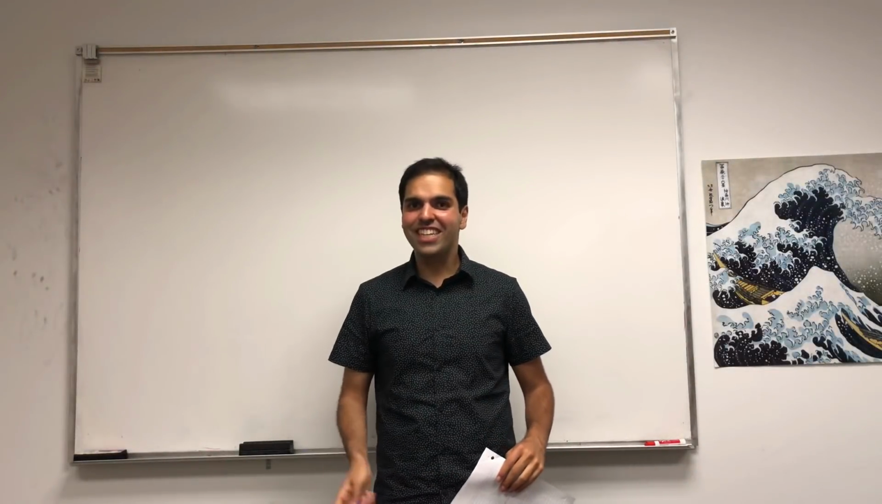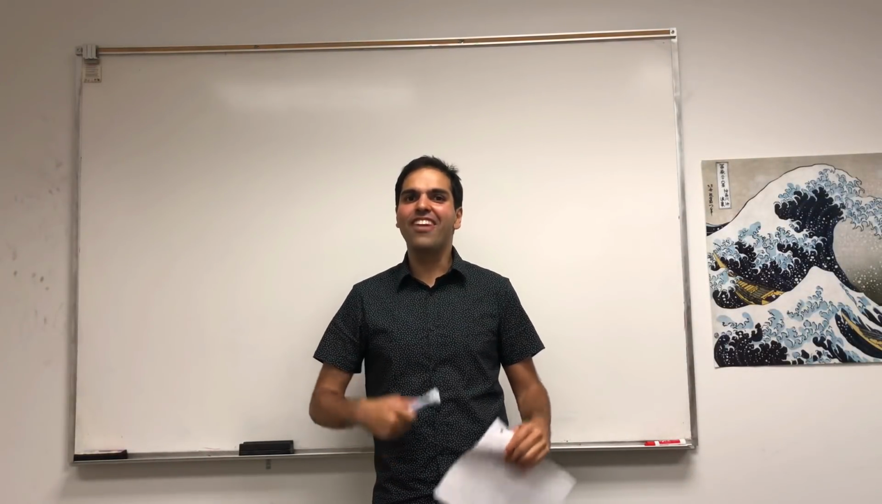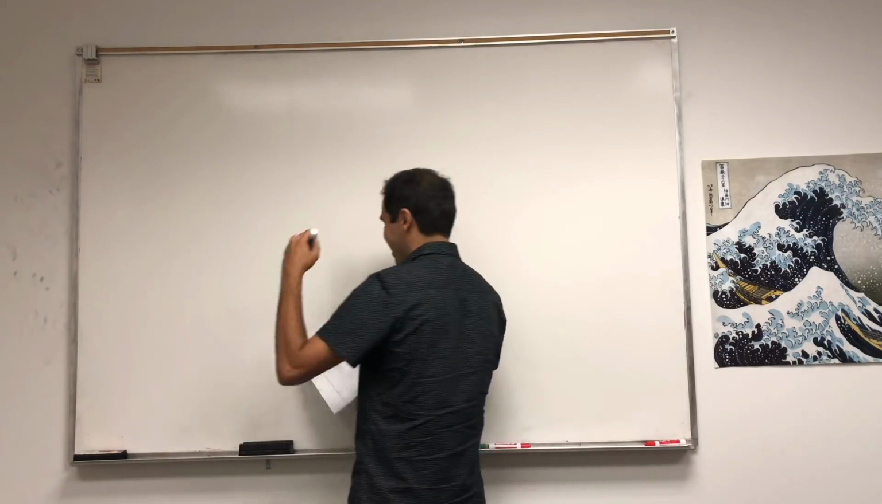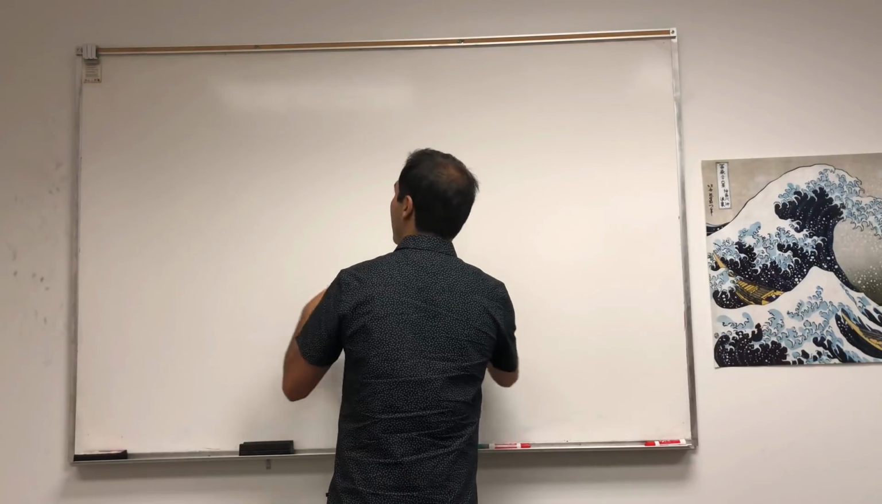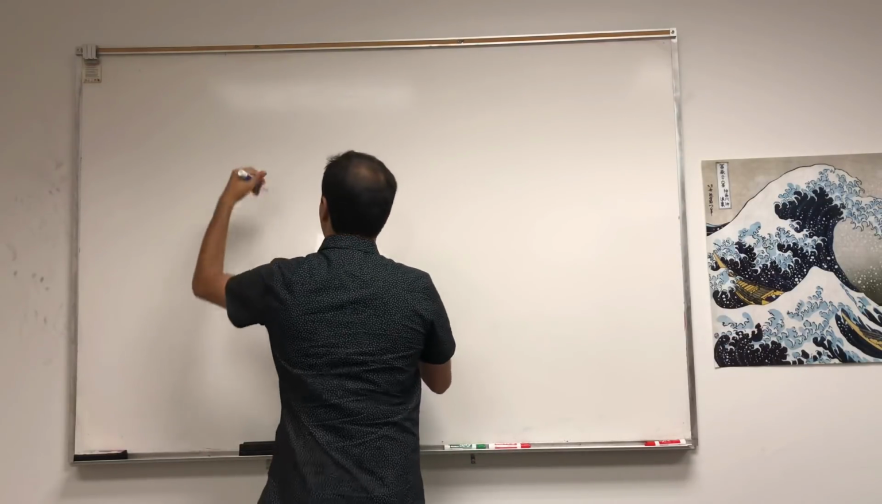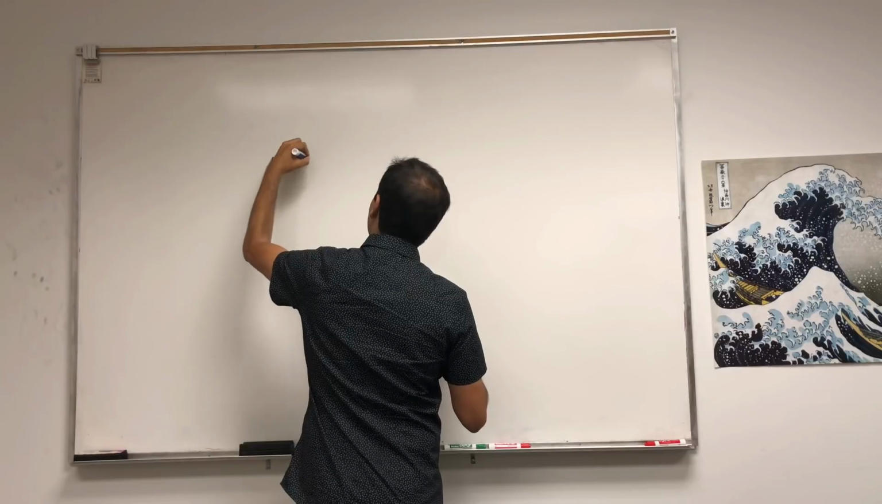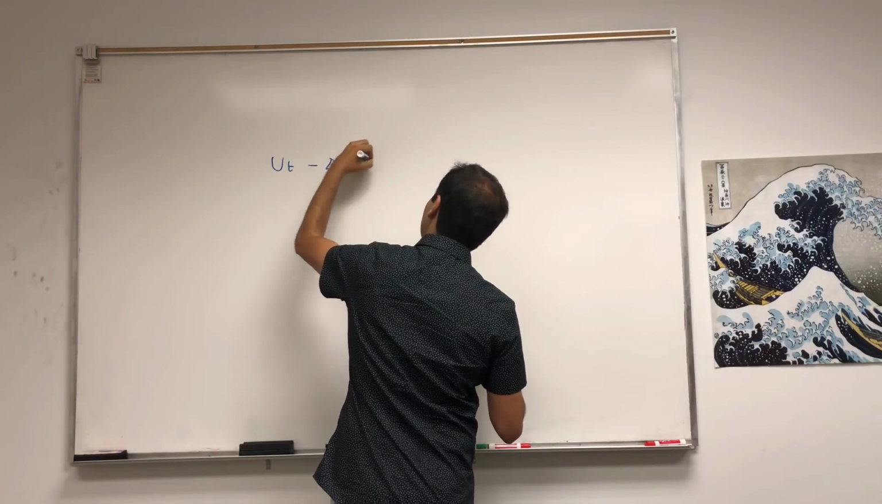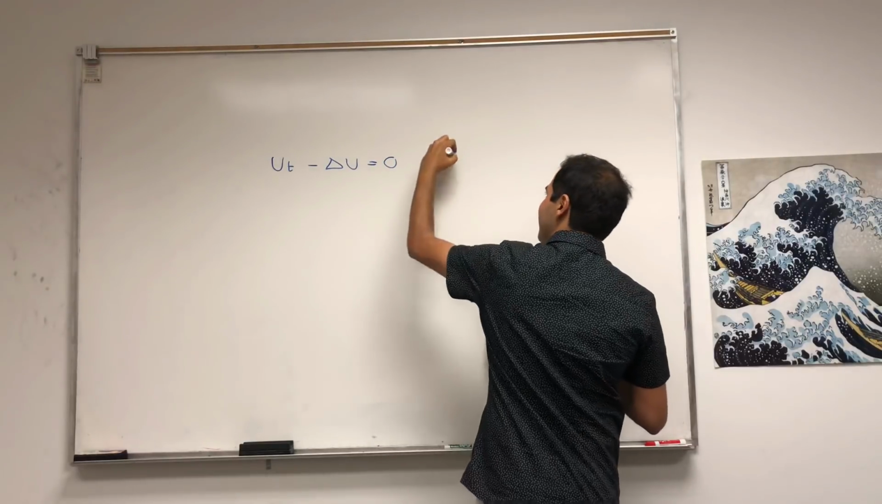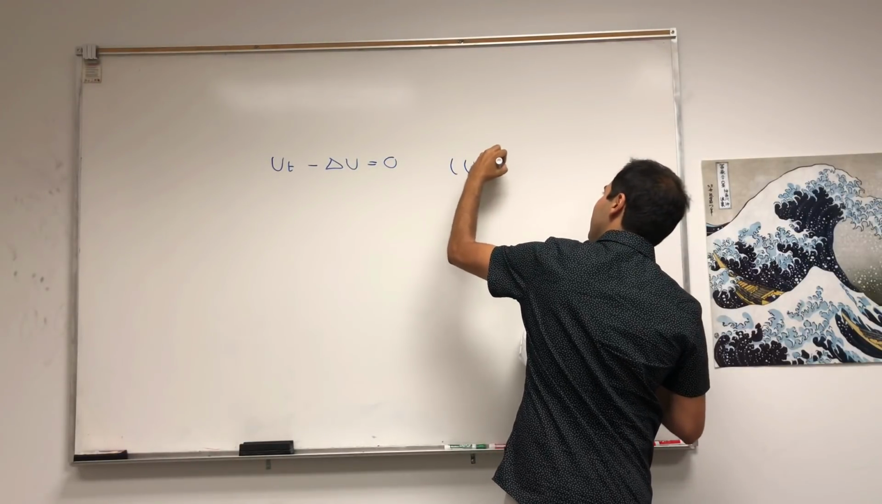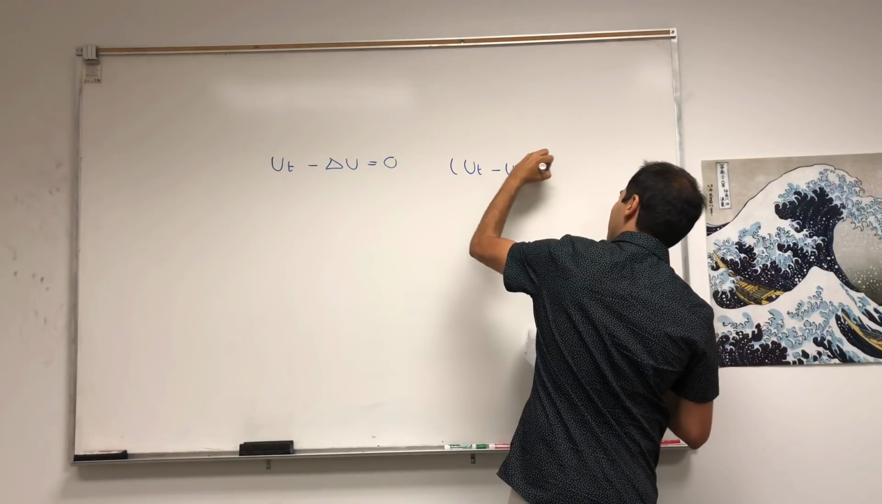Alright, thanks for watching, and today we're gonna solve the hottest equation of them all, namely the heat equation, or sometimes called the diffusion equation, which in general is just given by u_t minus Laplacian of u equals 0. Or if you want, in one dimension, it's just u_t minus u_xx equals 0.